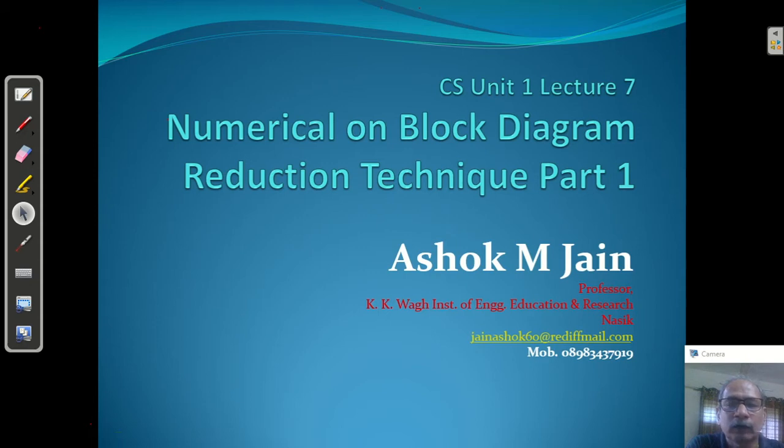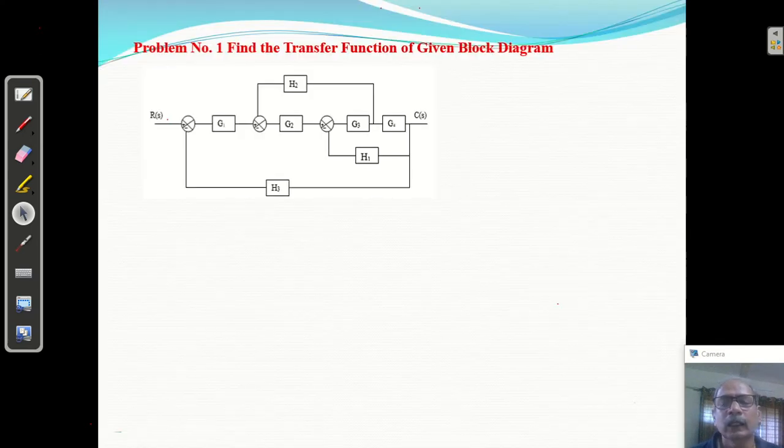In this lecture of control system, I am going to solve two numerical problems based on the block diagram reduction technique. Here I am going to develop three parts, part 1, part 2 and part 3, and in each part we'll try to solve two numericals based on the block diagram reduction technique. I will try to simplify this technique. In the last lecture I had discussed the reduction rules, so based on those rules I am going to solve it. This is example number 1.